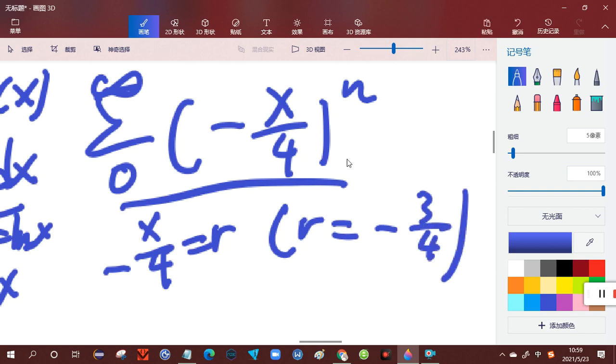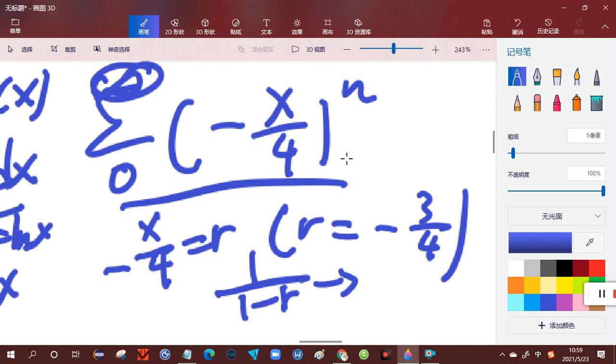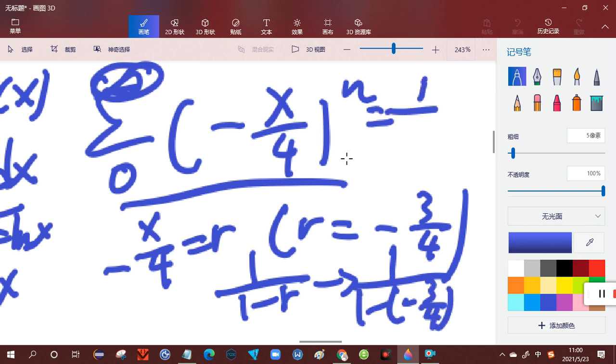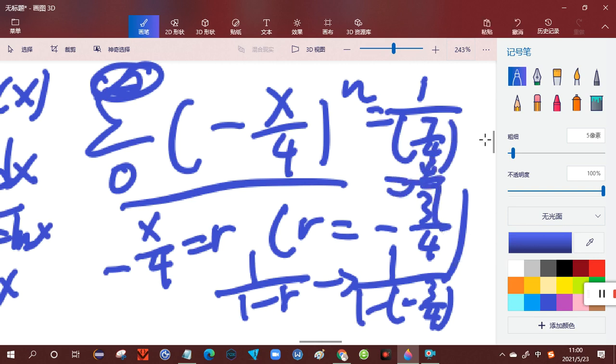Therefore, according to the geometric series formula 1 over 1 minus r, for the infinite sequence, the result will be 1 minus negative 3 over 4, which is equal to 1 divided by 7 over 4, which is equal to 4 over 7, which is the choice D.